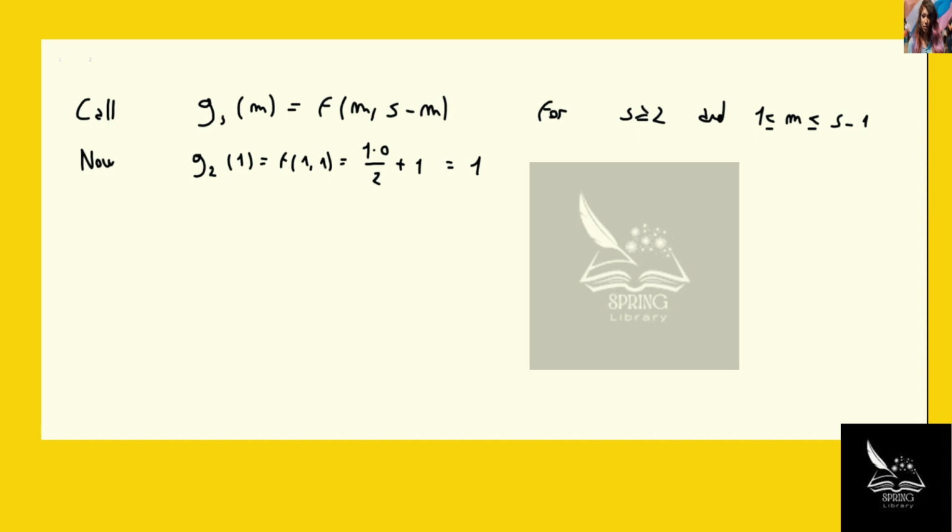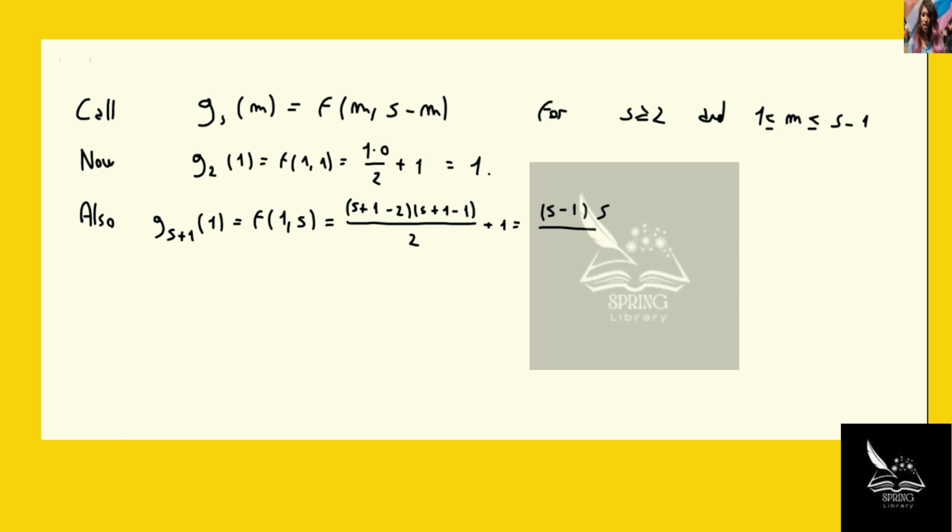Now to understand what happens when we change s, remember that we imagine fixing s and varying m. So we ask ourselves what happens when m reaches the maximum value it can be, so s - 1, and we want to go up by 1. So let's compute g_{s+1}(1). So this is f(1, s), and you replace the values, and this becomes (s - 1) times s divided by 2, plus 1. Right, so this is the value of g_{s+1}(1).